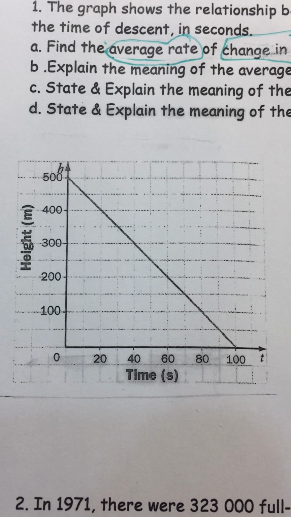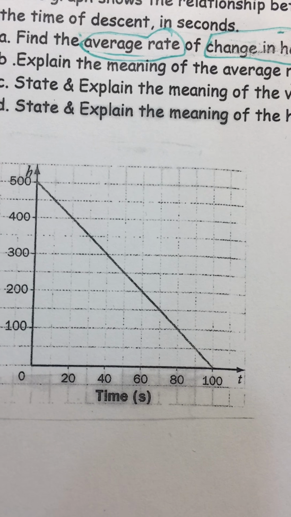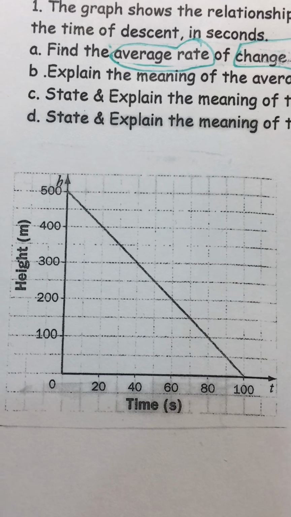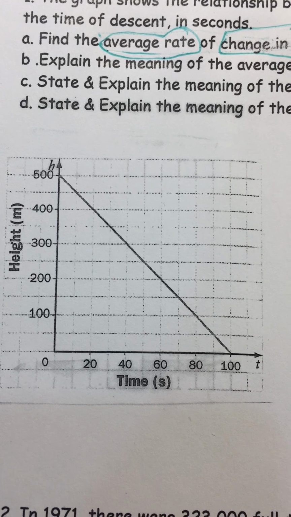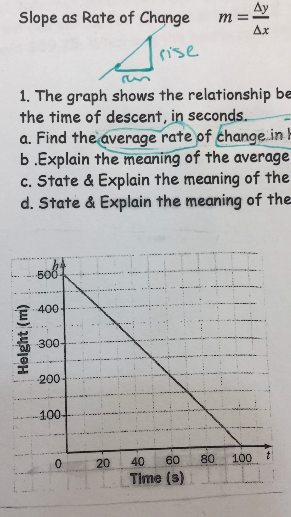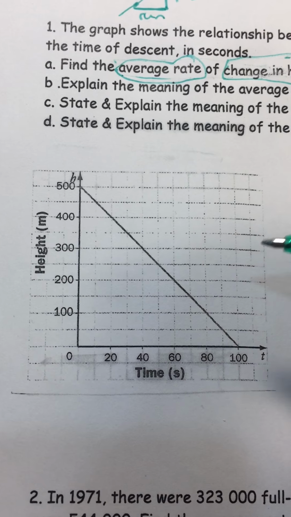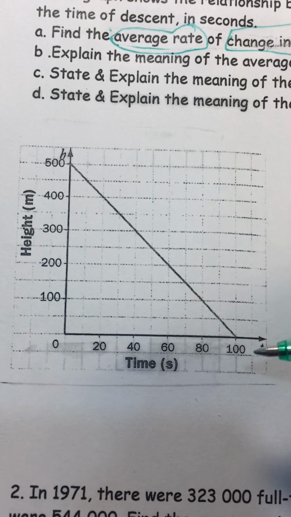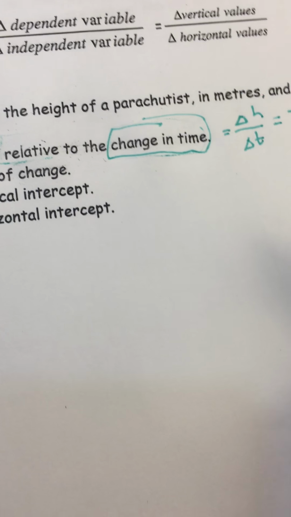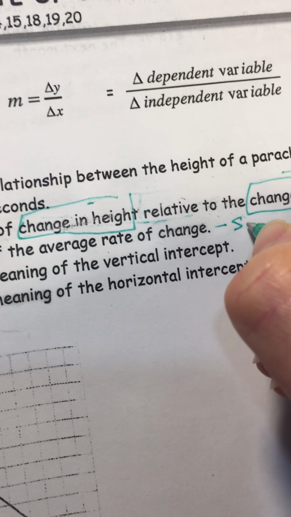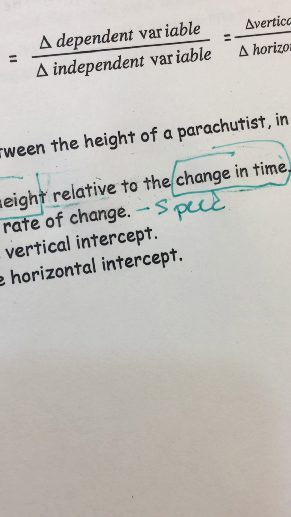And if we remember back to the last lesson on slope, the line is falling as you move from left to right, and so it makes sense that it's negative. It also makes sense that the height is getting less and less as he approaches the ground. So negative rate of change. Okay, next part is B. Explain the meaning of the average rate of change. Well, in this case, this rate of change is meters per second. This is the rate that he's traveling. We call that speed. So it's the speed that the parachutist is approaching the earth.